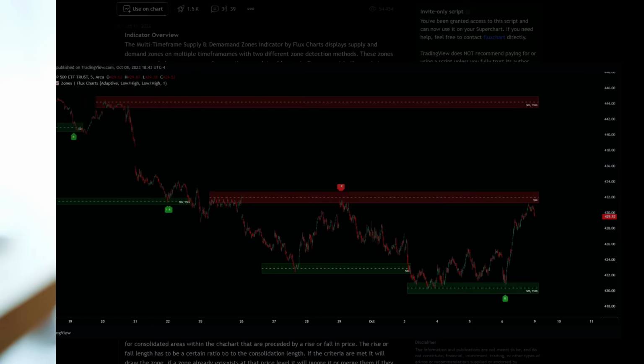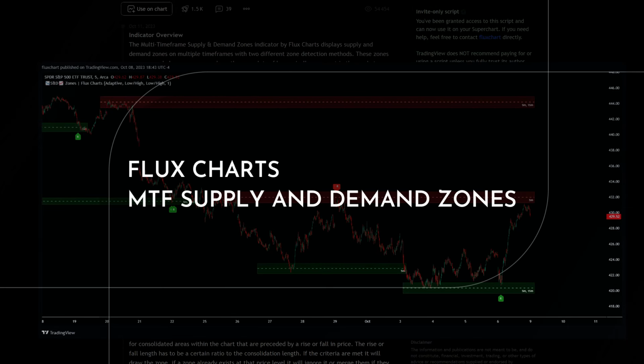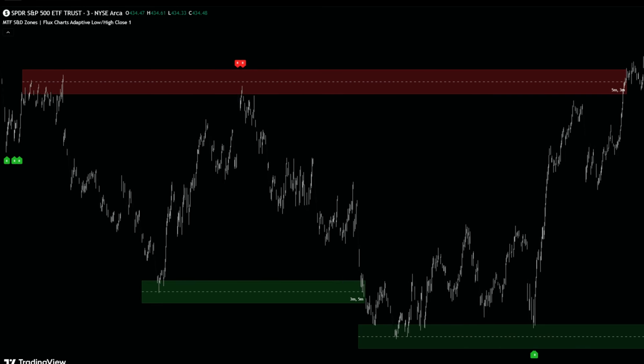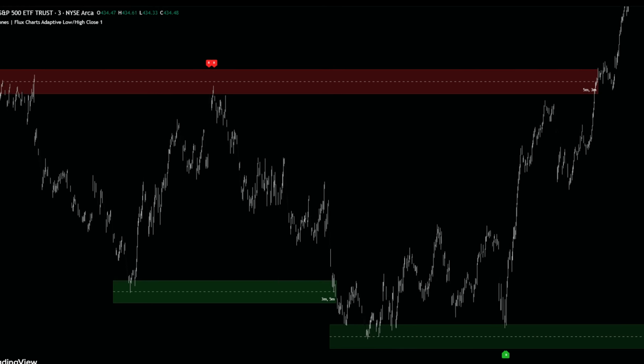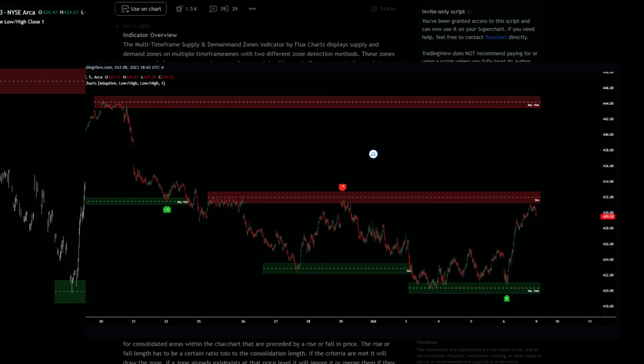There is a brand new indicator called the Flux Charts MTF Supply and Demand Zones indicator. It's one of the cleanest tools I've seen for visualizing market zones. Before I show you exactly how to add it, let's first break down what it actually does and why it's such a game changer.